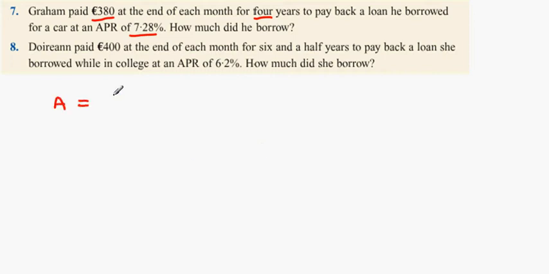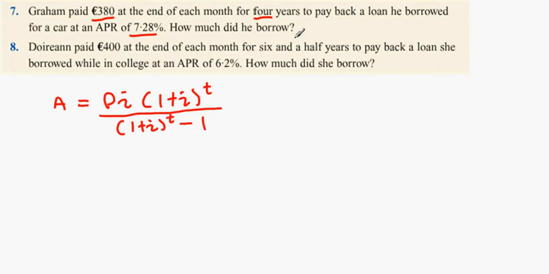A equals PI by 1 plus I to the power of T all over 1 plus I to the power of T minus 1. Now, what we're going to do here is figure out what each value is. Now, the T value is 4 years. So 4 years multiplied by 12 months per year is 48 months. So T equals 48.